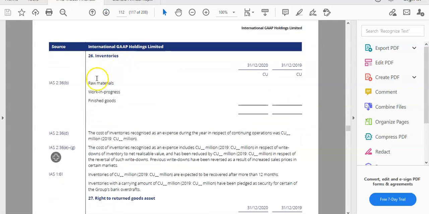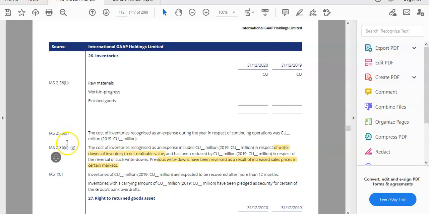You see here, raw materials. It tells you the standard IAS 2 paragraph 36. That's why they split raw materials, work in progress, and finished goods, which we've seen in Glanbia as well. Paragraph subsection B. Subsection D tells you you have to disclose how much of an expense you did for cost of inventories in the profit or loss statement. Paragraph E and G tells you must disclose how much of a write-down during the year, and previous write-downs that were reversed have to be disclosed as well.